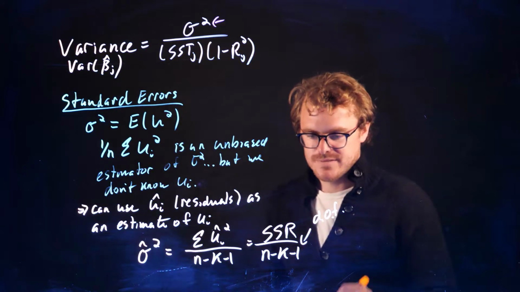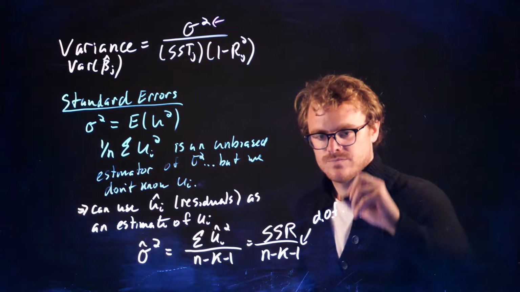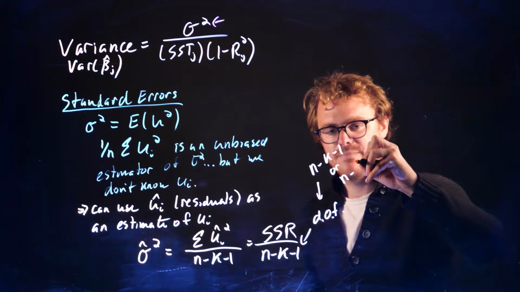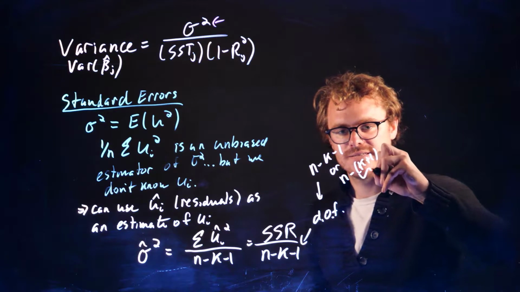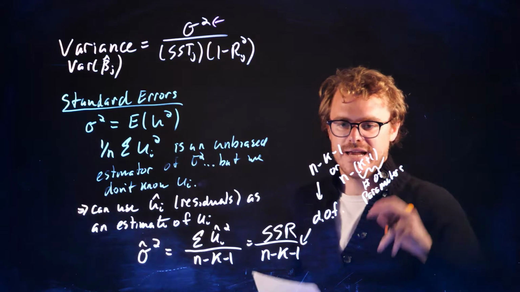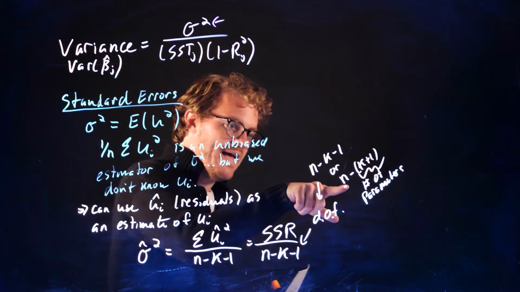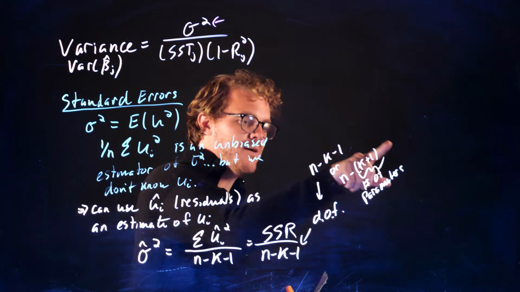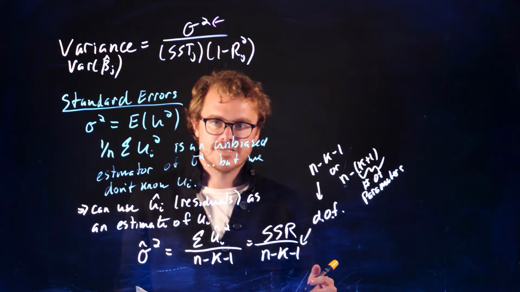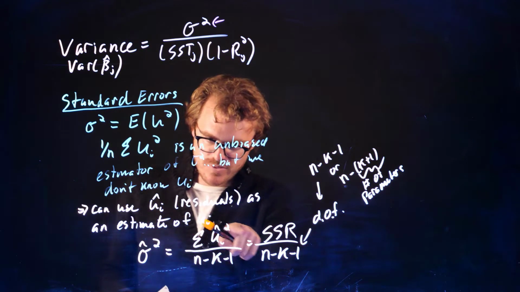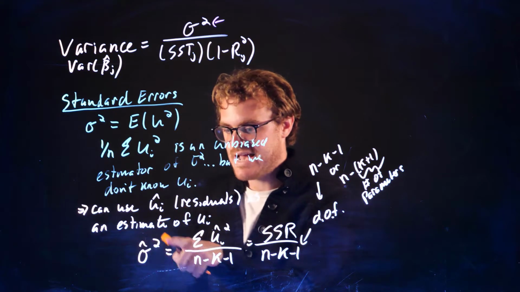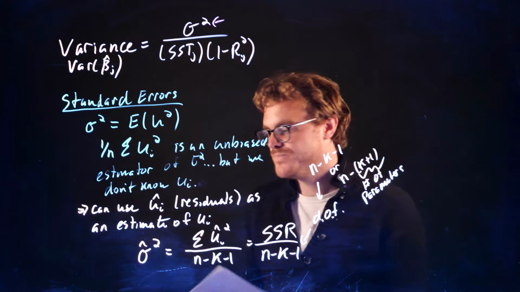So you can think of it as n minus k minus 1, or n minus k plus 1. And this is the number of parameters. So the idea here would be that we have our sample size minus the number of parameters as our degrees of freedom correction. Okay, so I'm going to erase all this, and what this is going to give us in expectation is the true value. So it's going to be an unbiased estimator of sigma squared.